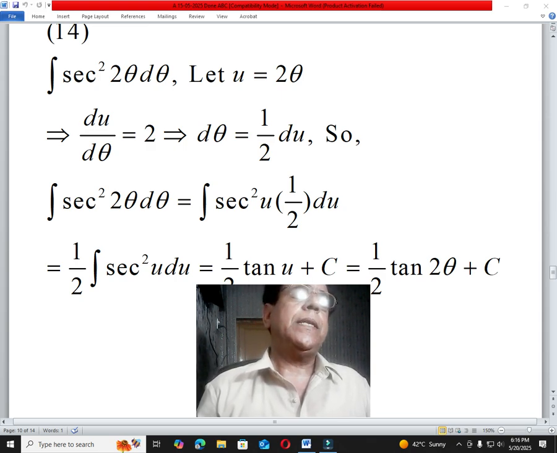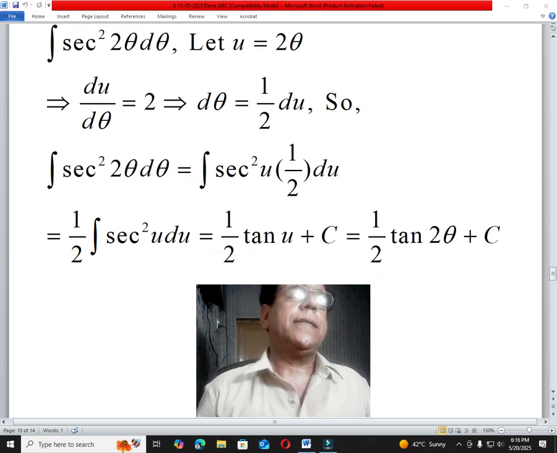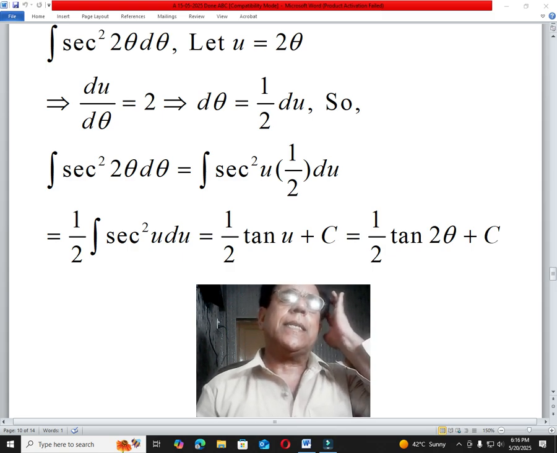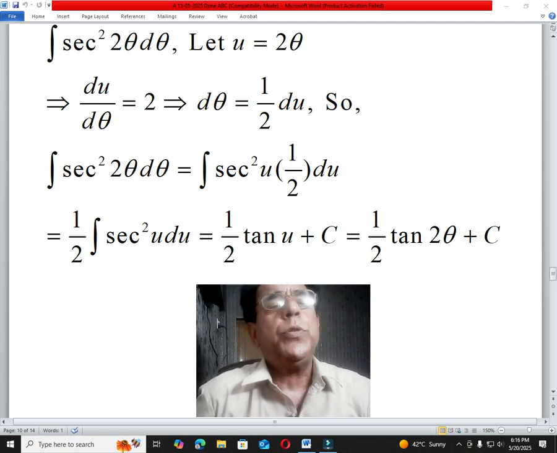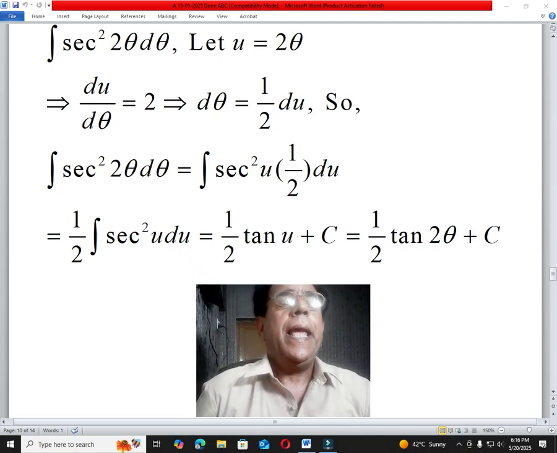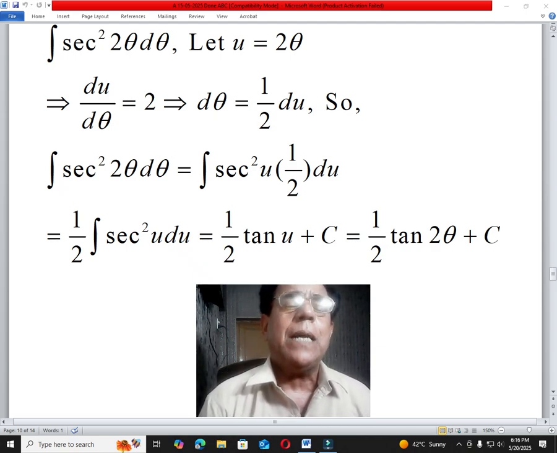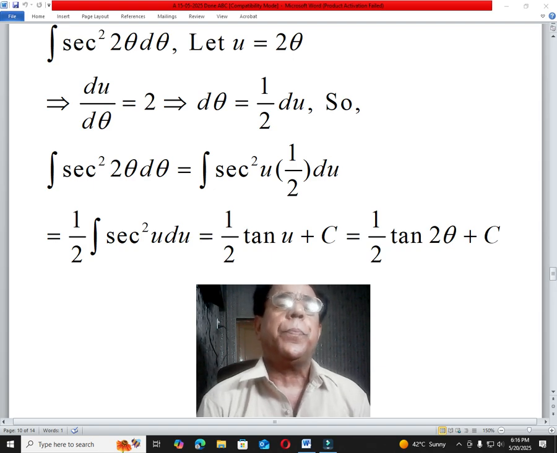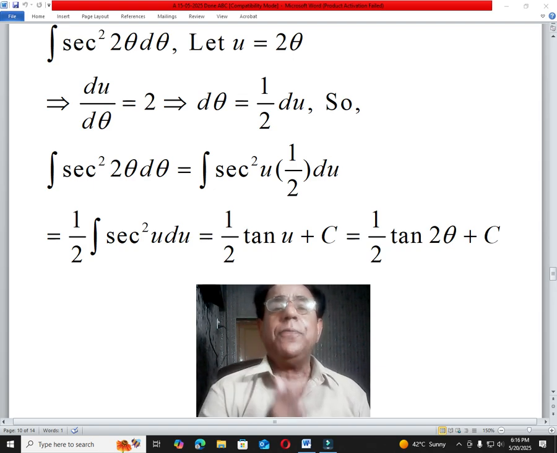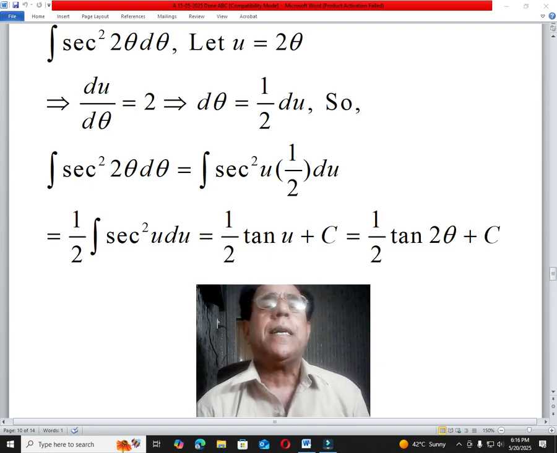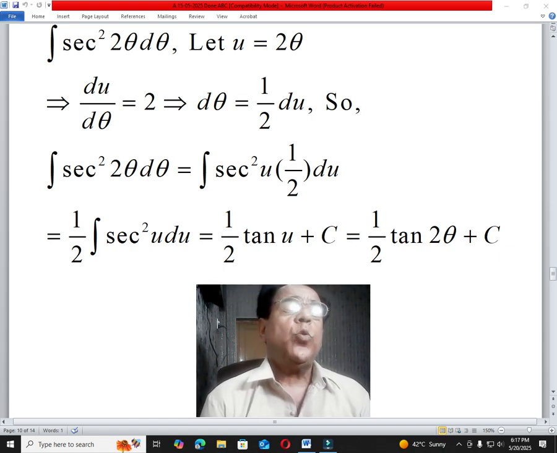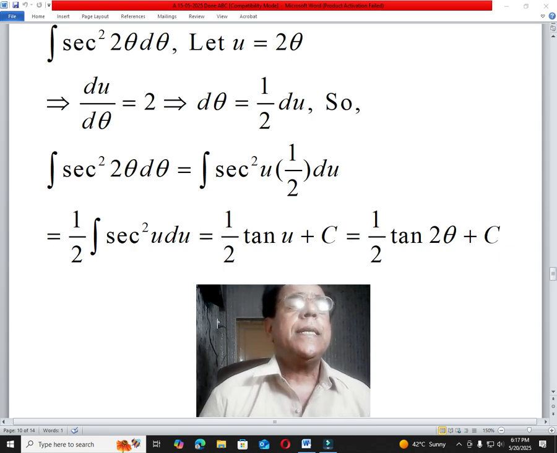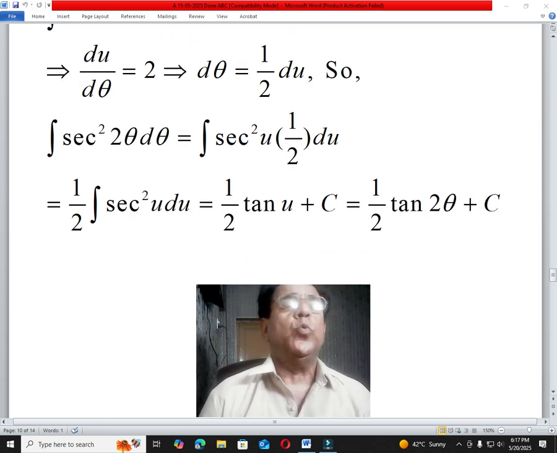So the given statement, integration of secant square 2 theta d theta, becomes equal to secant square u, because in place of 2 theta we have used u, and in place of d theta we have used 1 by 2 du. Here 1 by 2 is a constant, so it will be taken out and written prior to the sign of integration. So our next step will become 1 by 2 integration secant square u du.